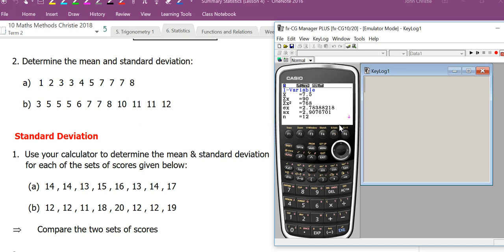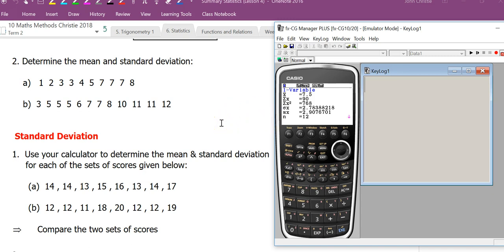Like I said, within one standard deviation either side of the mean: if we went 7.5 and we added 2.78 to it, and if we went 7.5 and took 2.78 from it, we would have approximately 68% of all of the data that we've got in this question lie within that one standard deviation. If we went 2 standard deviations, again, if we went 3 standard deviations, we'd end up with almost 100% of that data inside the 3 standard deviations.